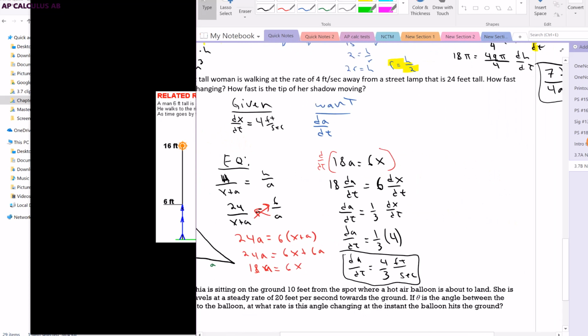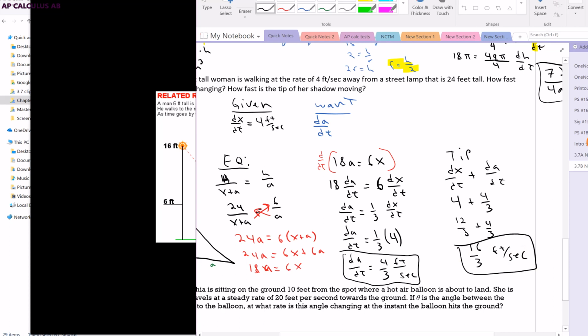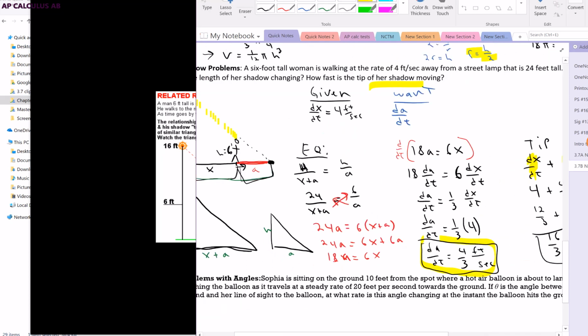So the tip of the shadow is moving at dx/dt plus dA/dt, which is simply 4 plus 4/3, which is 12/3 plus 4/3. So 16/3 feet per second is how fast the tip of her shadow is moving, right? You just have to add the rate of change of her distance from the lamppost to the rate of change of her shadow. You add those two together and you'll get how fast the tip of her shadow is moving.